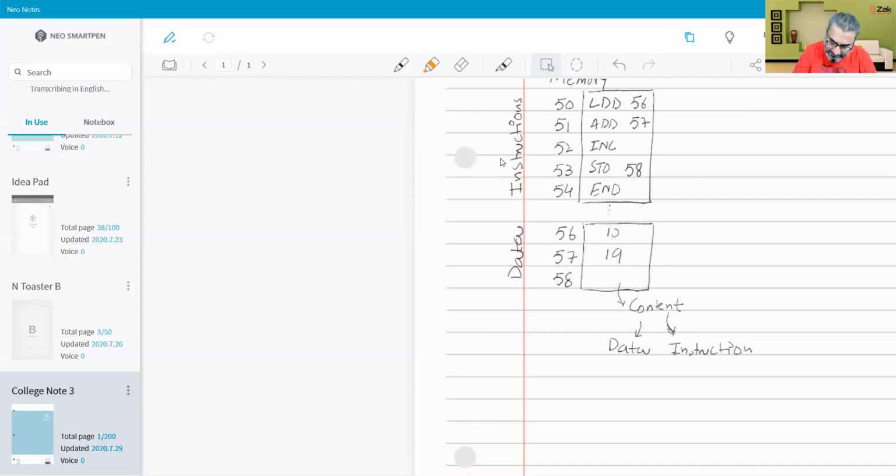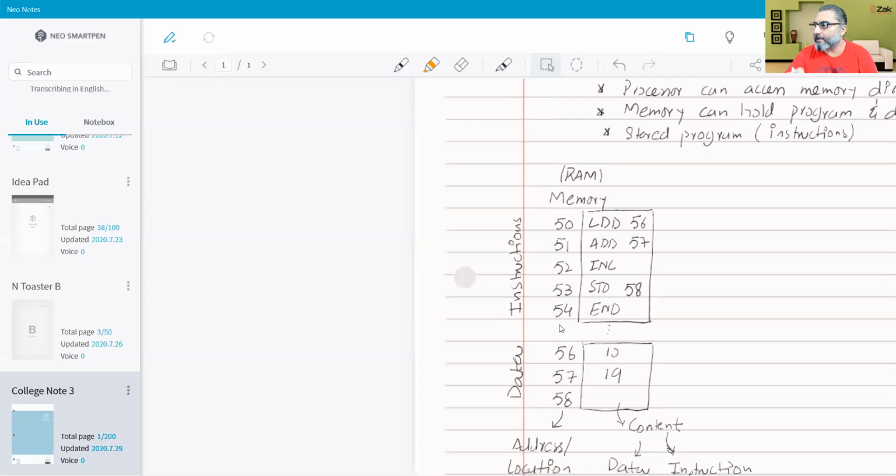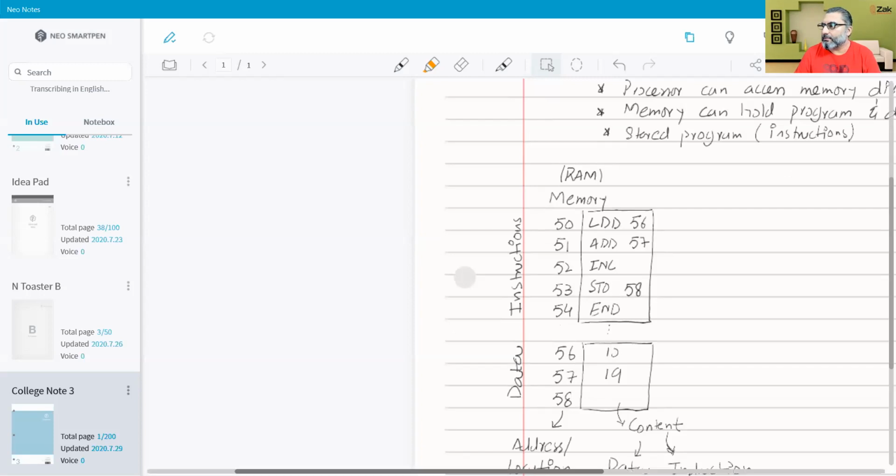The last thing that remains is this. What are these? These are memory addresses or memory locations. All right. So that is how your computer's memory looks like at any given time, because it is only holding what? Program or their data.